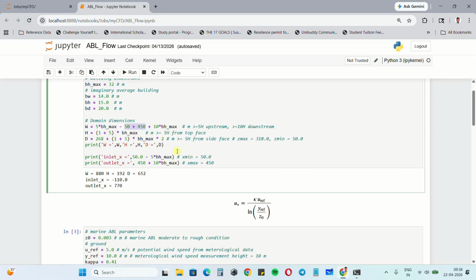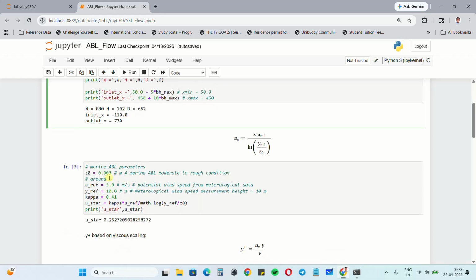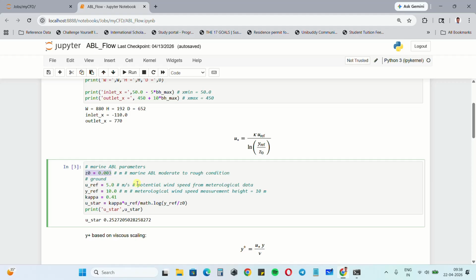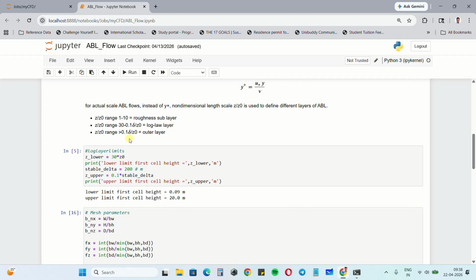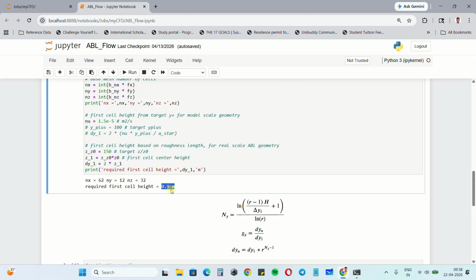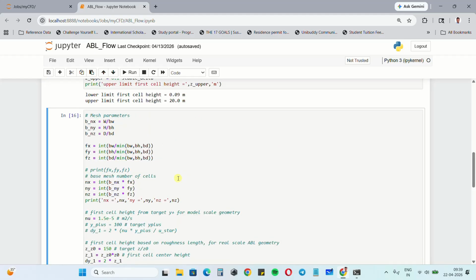So 50 here is the minimum point of the geometry in the x direction, and 450 is the maximum point. Also, the inlet flow comes from the sea, and correspondingly I have considered the aerodynamic roughness length to be 0.003, which corresponds to a moderate to rough condition over the sea. We are following roughness scaling, and accordingly the lower limit and upper limit of the first cell height are calculated as 0.09 meters and 20 meters. So our first cell height should be in between this, and I'm using 10 times the lower limit, so that's 0.9 meters to be the first cell height that I aim for.